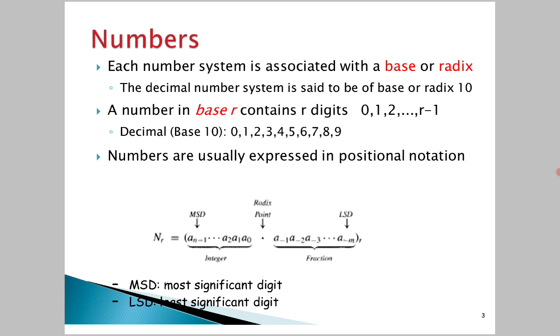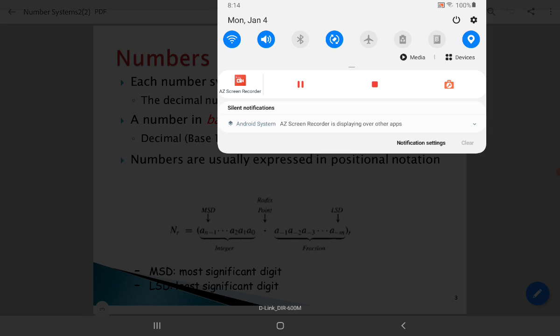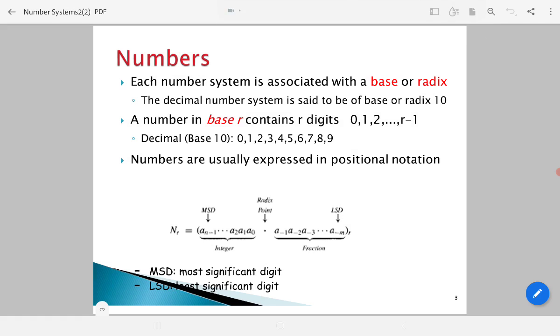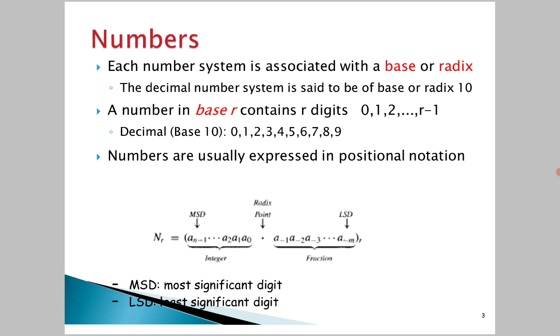Each number system is associated with a base or radix. The decimal number system is said to be of base, radix or index 10, because it has 10 digits, 0 to 9, that is total 10 digits. A number in base R contains R digits, that is 0, 1, 2, 3 up to R minus 1. The decimal number system, base 10, has digits 0 to 9.